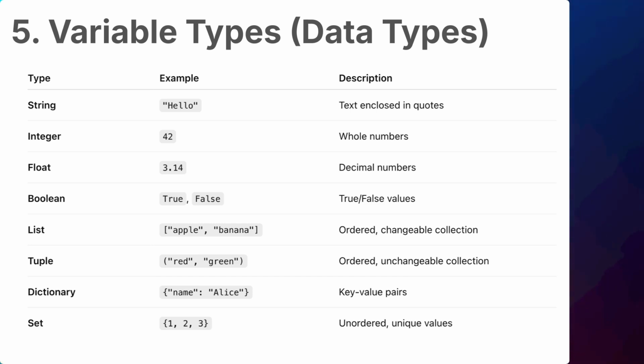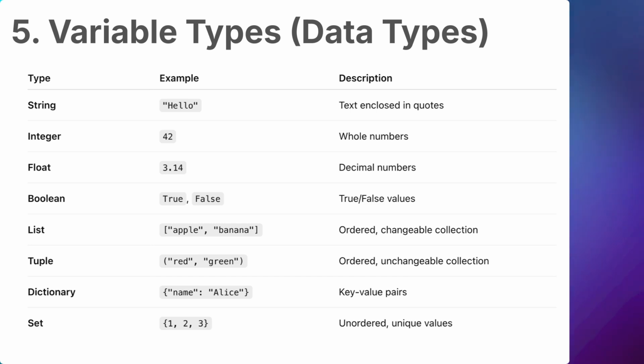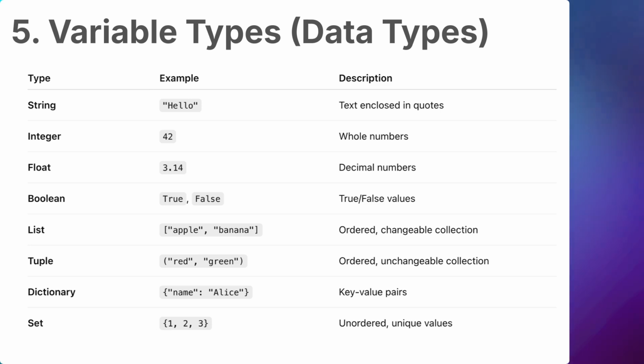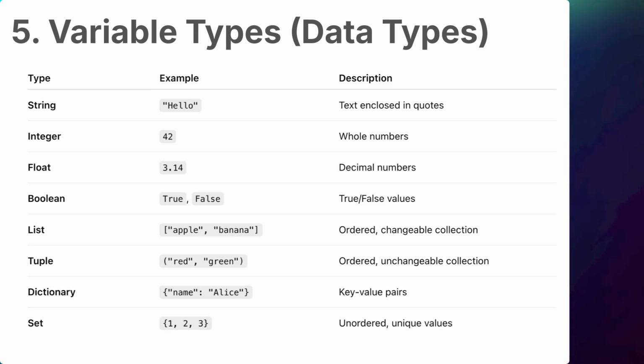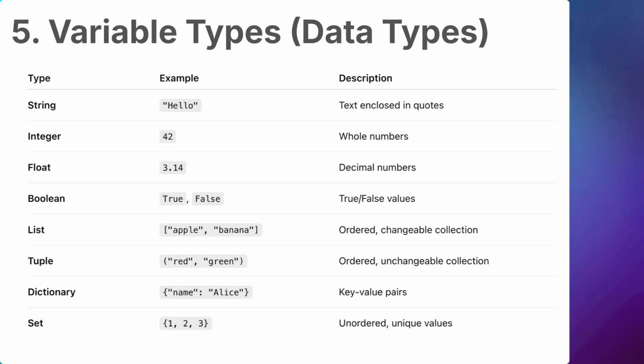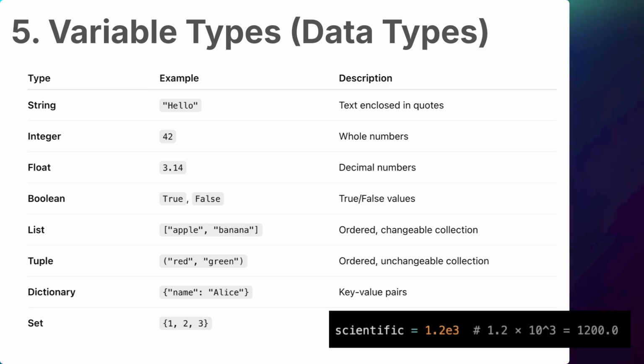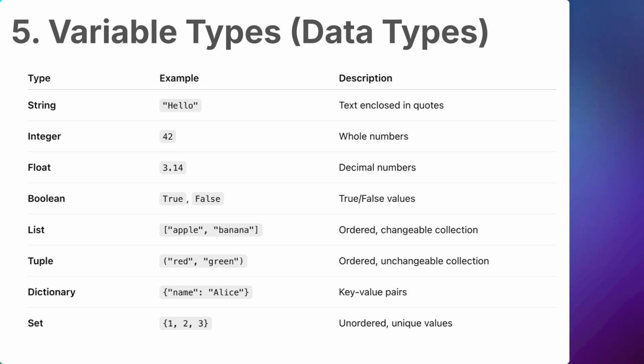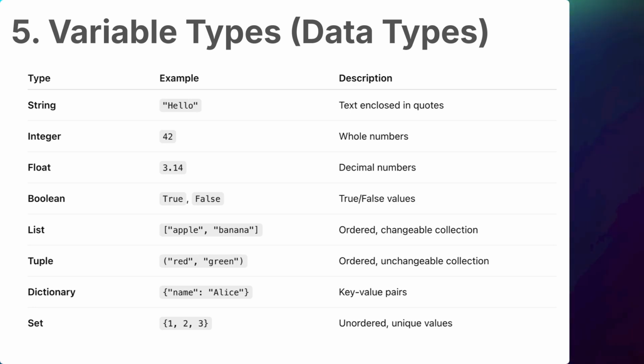1. String. A string is a sequence of characters enclosed in single, double, or triple quotes. Strings are used to store text. 2. Integer. Integers represent whole numbers, positive, negative, or 0. 3. Float. A float is a number with a decimal point or in scientific notation. It can be written in scientific notation using E like this. 4. Boolean. A Boolean represents only two values, true or false. It is mainly used in conditions and logical expressions.